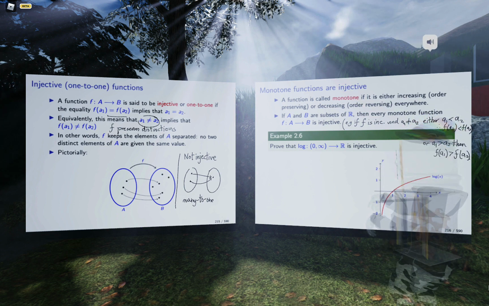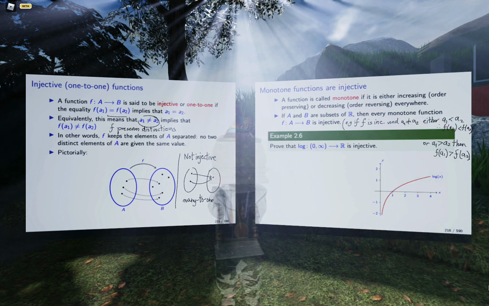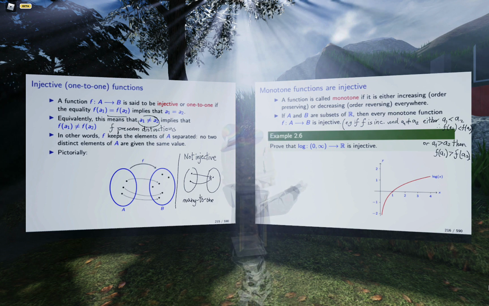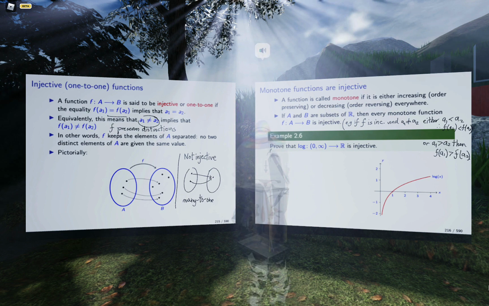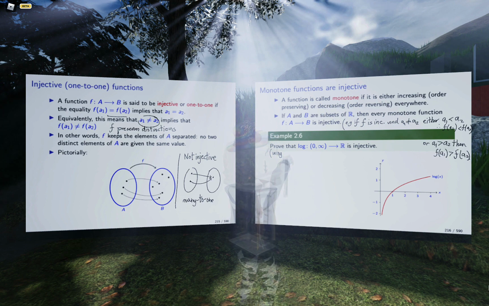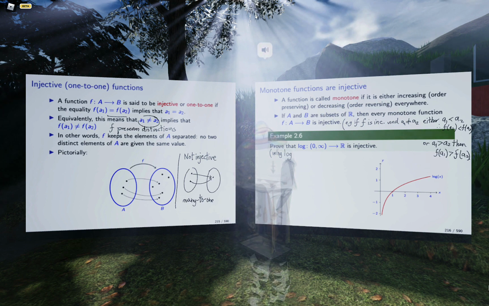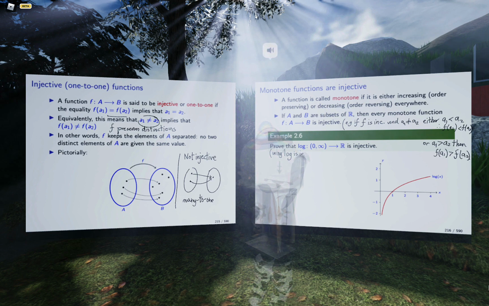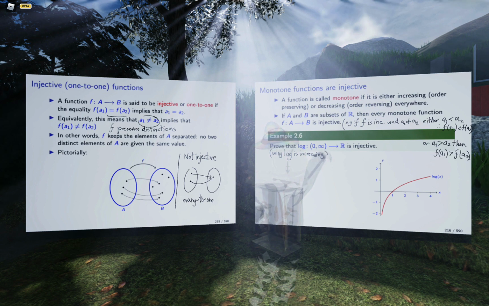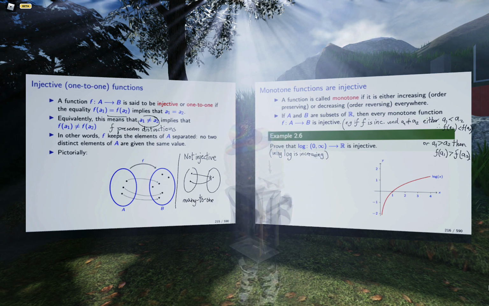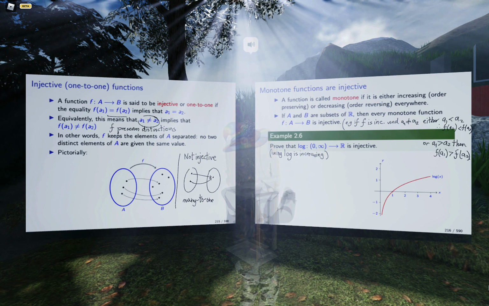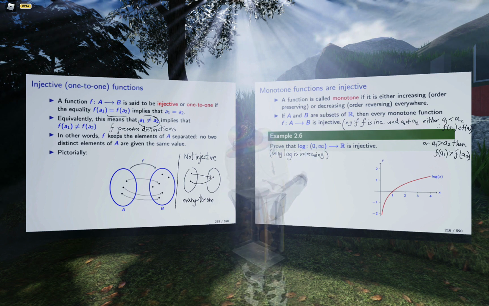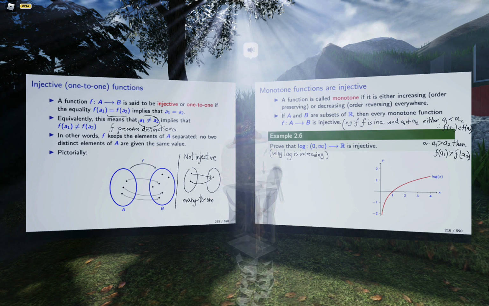I'm not going to argue using the diagram. I'm going to prove it. So prove that this function is injective. And what we're going to use is that the logarithm is increasing. Hopefully you see it's just the argument I already gave, right? It's just a concrete instance of it.